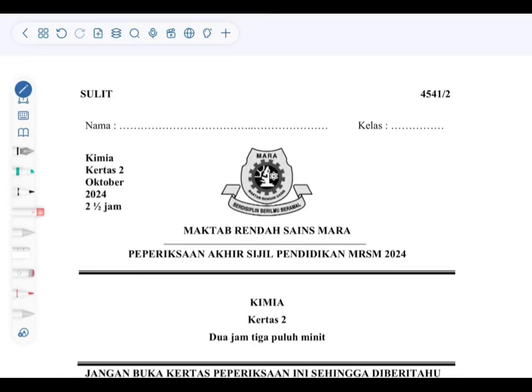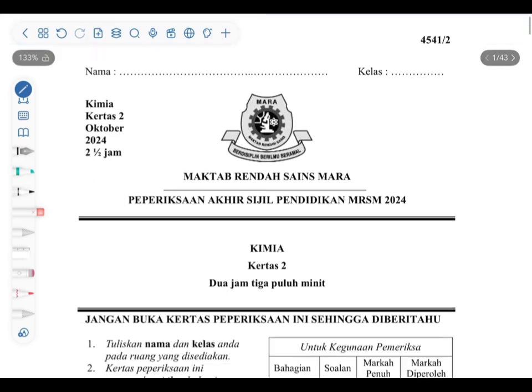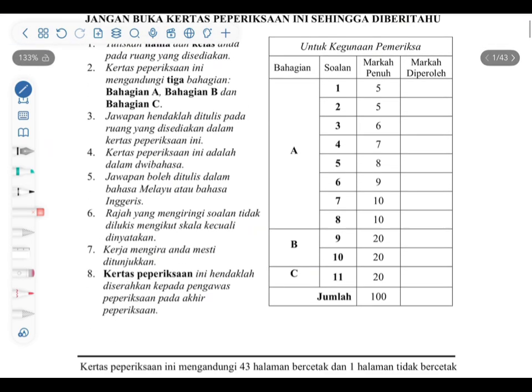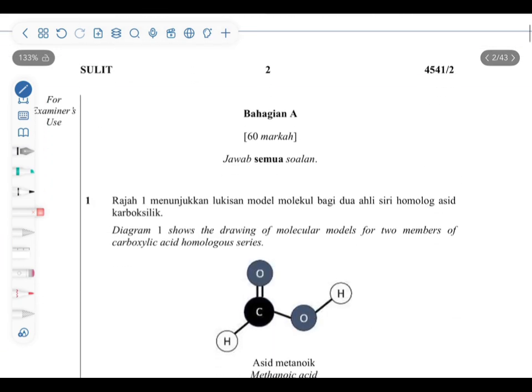Hi, so in this video, I'm going to discuss the chemistry trial paper from the MRSM, Paper 2, 2024. So let's get started. First, look at the first question.